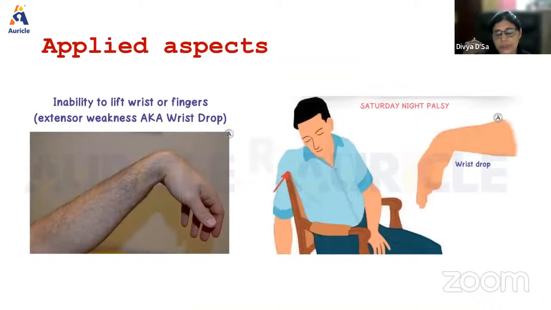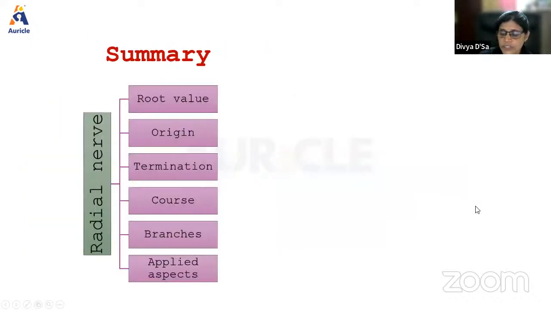Radial nerve injury results in wrist drop, because the extensor power is lost and you are not able to extend the wrist joint. Sometimes, like sleeping with the arm hanging over a chair, there can be compression of the radial nerve, which can also lead to wrist drop. That is called Saturday night palsy. So these are the things which you need to write.